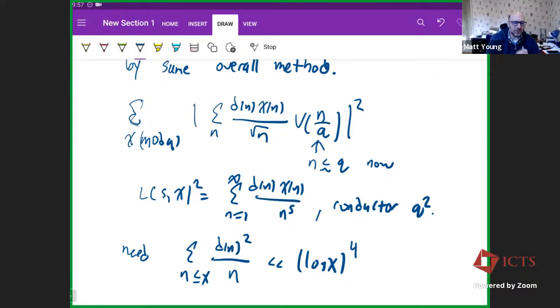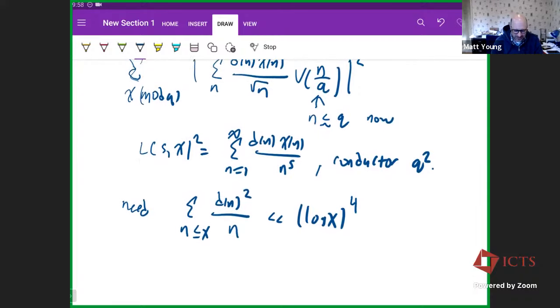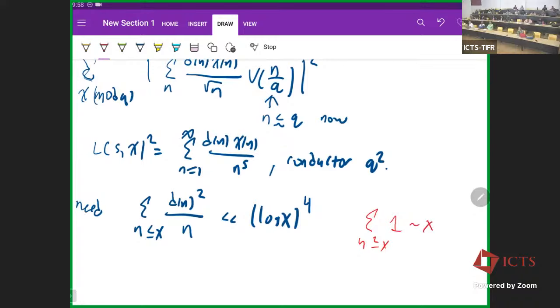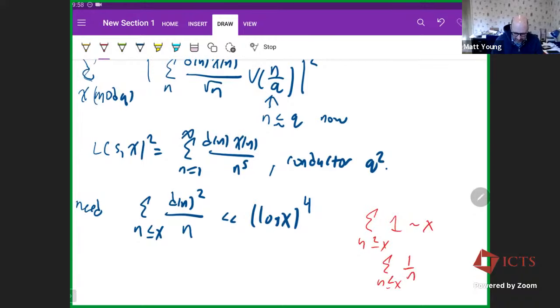So you're right. I think if you had n up to x, the divisor function of n squared without the 1 over n, then you get x log x cubed. But when you have the 1 over n, you get an extra log. Just like, if there's no divisor function, maybe I'll put this in red. If you have n up to x, 1, this is like x, but if you just have 1 over n, it's log x. So the 1 over n gives you an extra pole. That's how I always think about it.